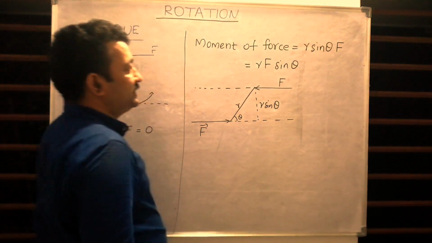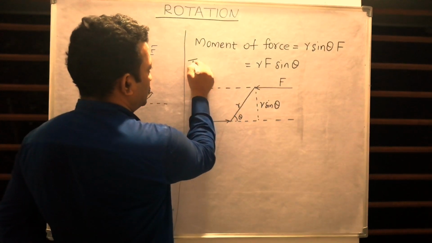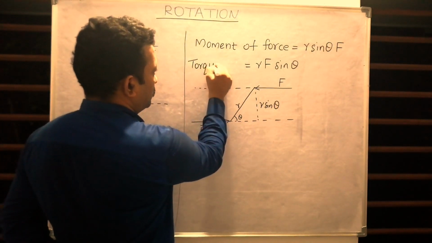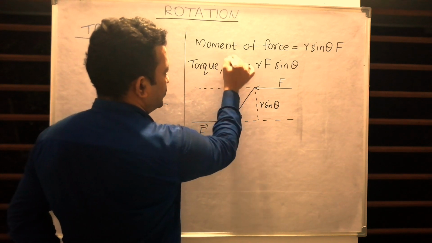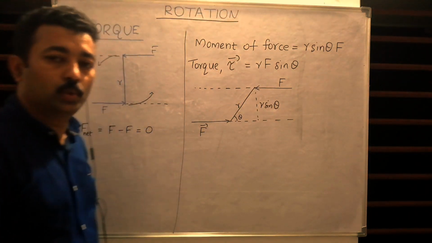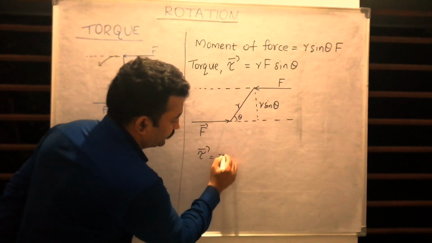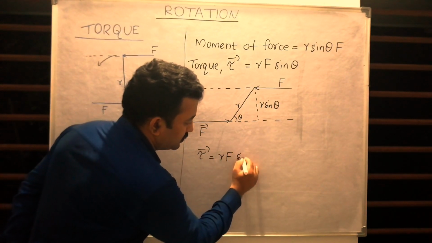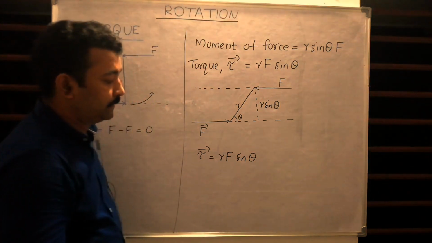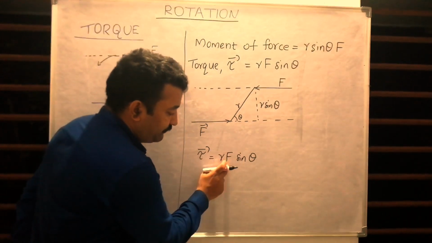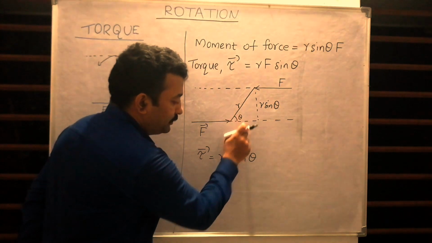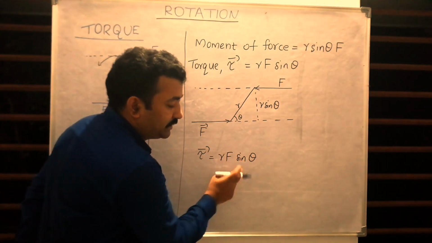Moment of a force is called the torque, which is represented by the symbol tau. So what is tau? Tau is RF sine theta. R is a vector, F is a vector, theta is the angle between the two vectors, and here there is sine theta.